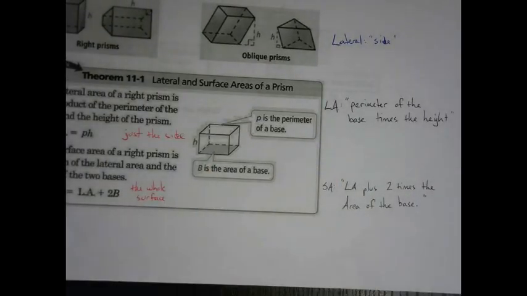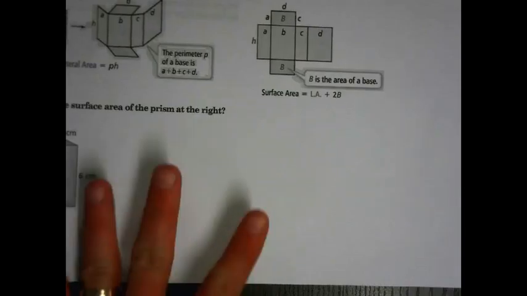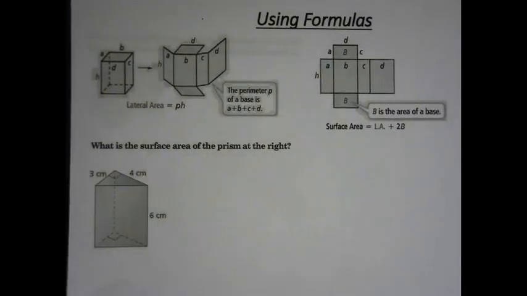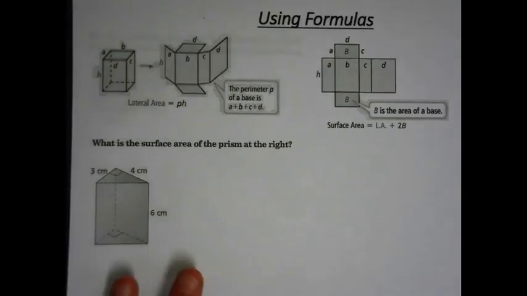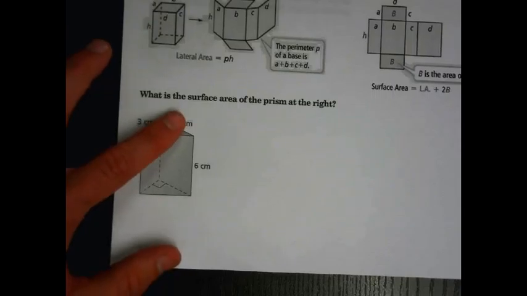That is incredibly important. So now what we're going to do is find surface area, not with nets like in the last video, but with formulas. So let's take a look at our first problem. We have diagrams to show what's going on with lateral area and surface area. I'll reference those. So the question is, what is the surface area of this prism?